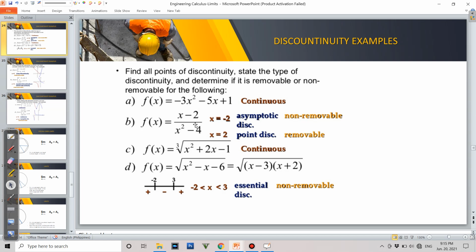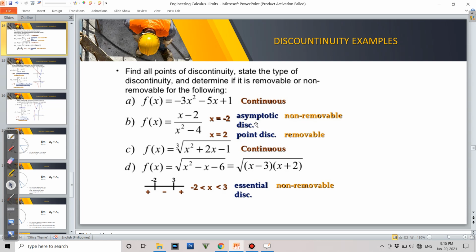By the way, we can discover this if we are going to graph this one. You will find that the asymptote lies on x is equal to negative 2. Hence, that is asymptotic discontinuity, which is non-removable. When x is equal to 2, at point x is equal to 2, the asymptote has a discontinuity, hence that is still a point discontinuity, and that is removable.